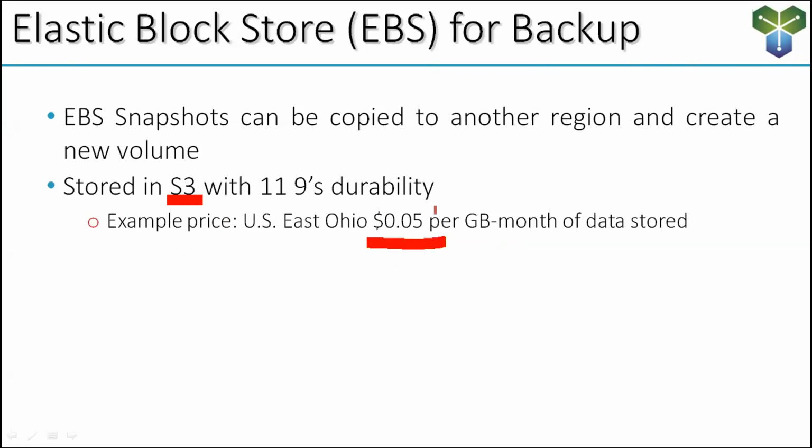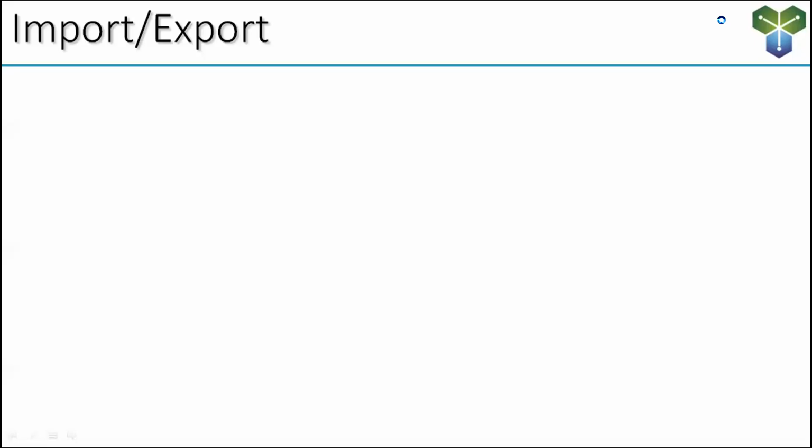So the EBS snapshots are stored in S3, but you'll notice you're paying about 5 cents per month per gigabyte of data. So they're charged at a significantly higher rate than just your regular old S3 data. So bear that in mind. But if you need to take a snapshot of an EC2 instance, this is a way that you could do that. And you can copy it to another region as well.